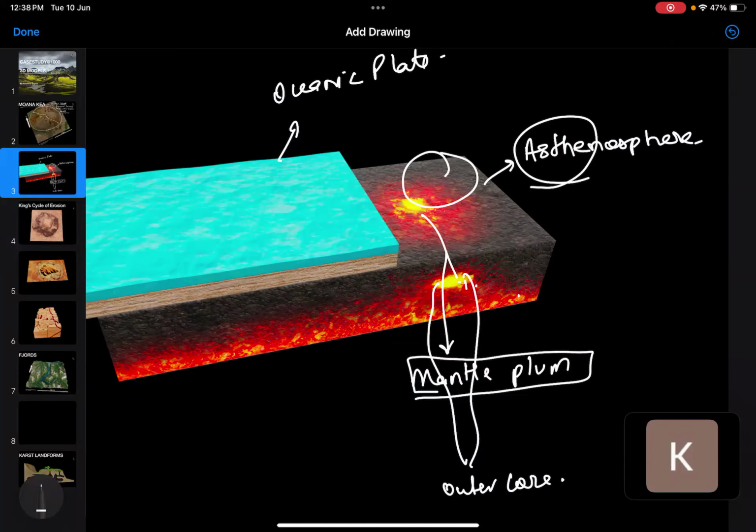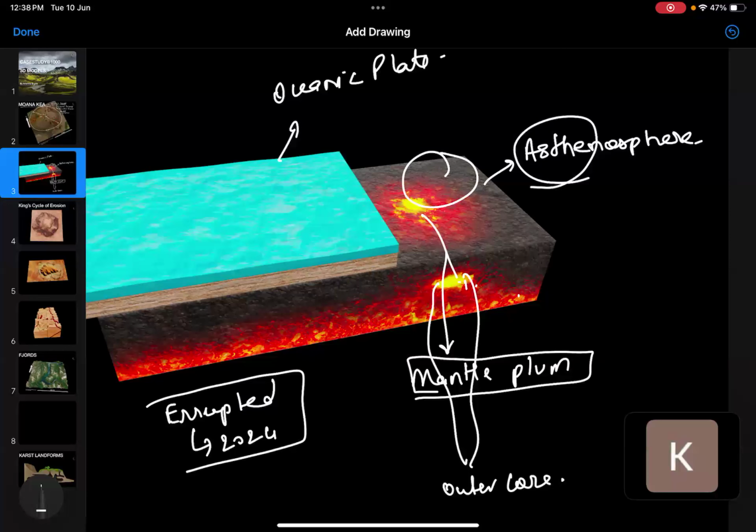Now, this particular Mauna Kea and Mauna Loa are two volcanic mountains which are present in the Hawaii Island, and they erupted in 2024. So this is quite an important case from the recent perspective, of how volcanic activity is taking place in the Hawaii Island.